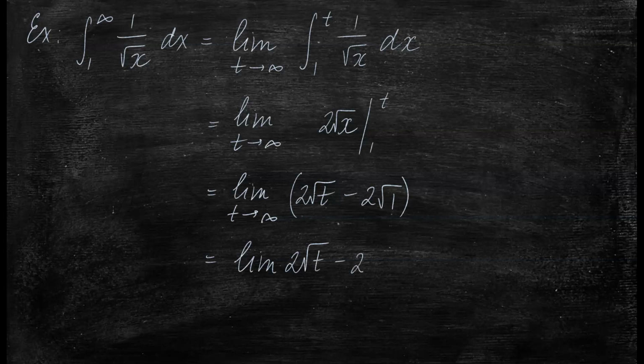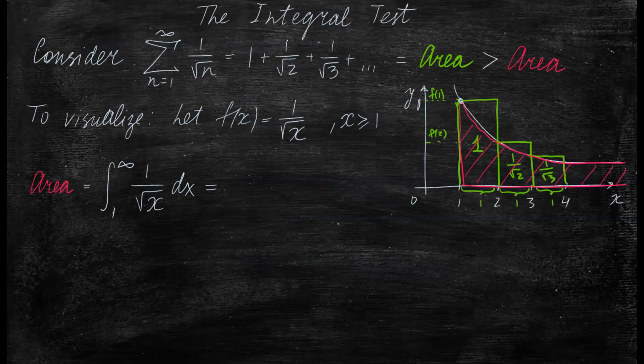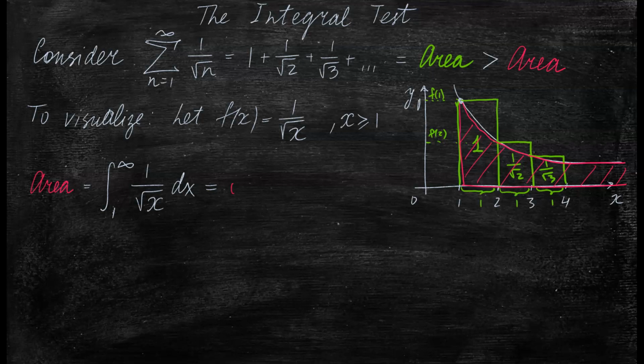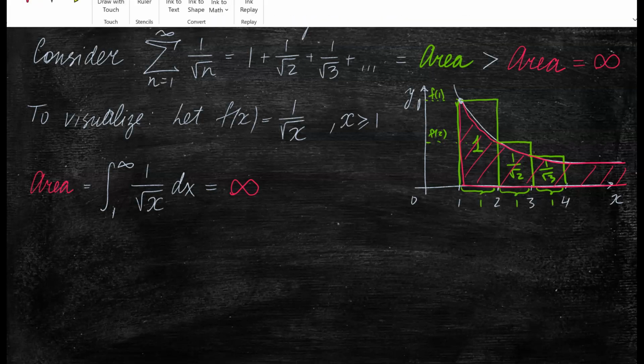And we have the limit as t goes to infinity. Square root of infinity is infinity. 2 times infinity is still infinity. Infinity minus 2 is infinity. So what does this mean? That means that this area is infinite. And that means the green area, being larger than the red area geometrically, is also infinite.